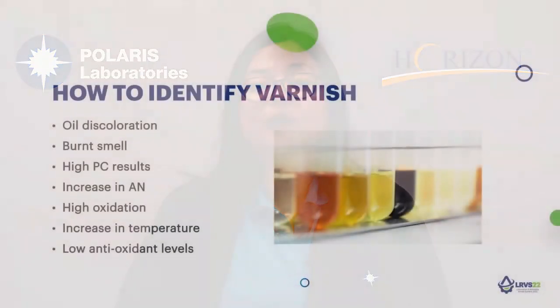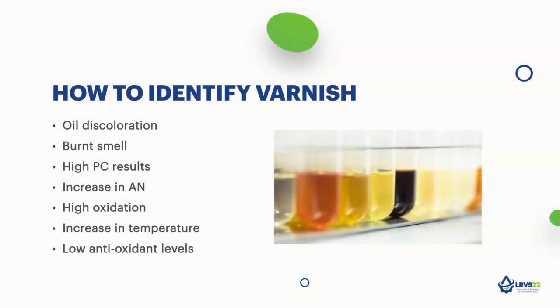The same with oxidation. As you see acid number increase, you might also see oxidation. They do correlate with one another. Increase in temperature: you might see your sensor temperature gauges increase. I highly recommend heat gun sensors to be applied or routinely used if you suspect varnish in the system. And lastly, low antioxidant levels, which are going to be mainly detected through RULER analysis or FTIR analysis, and we'll dive deeper into that further.